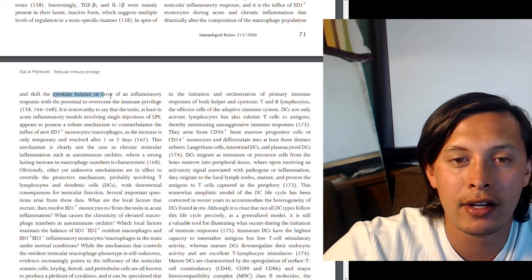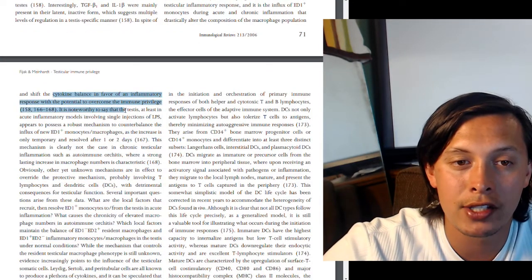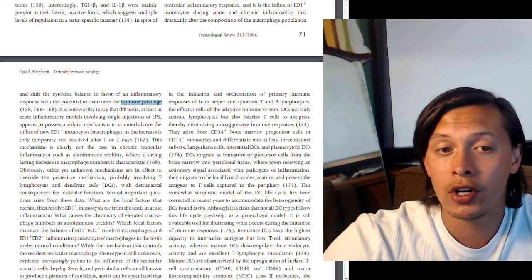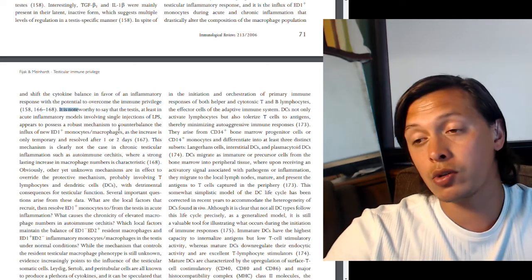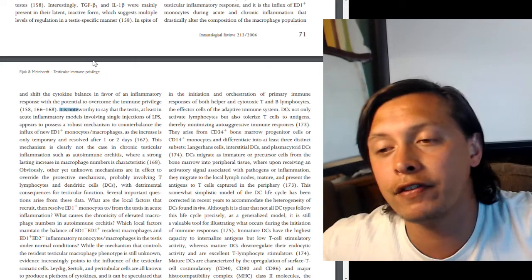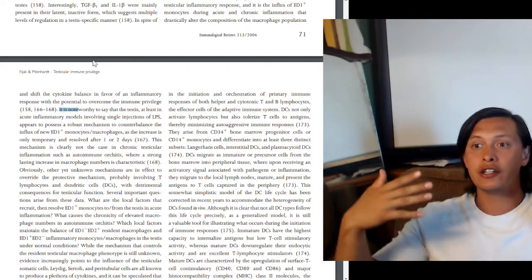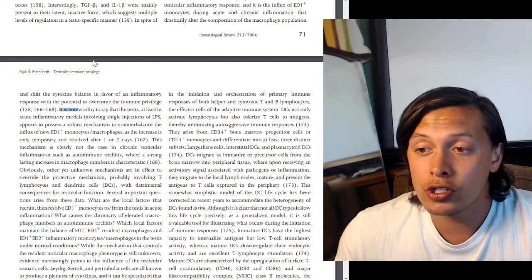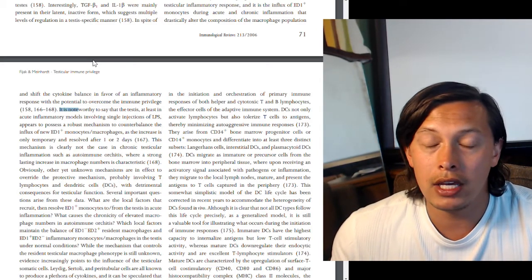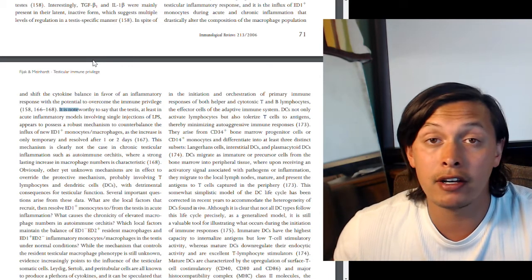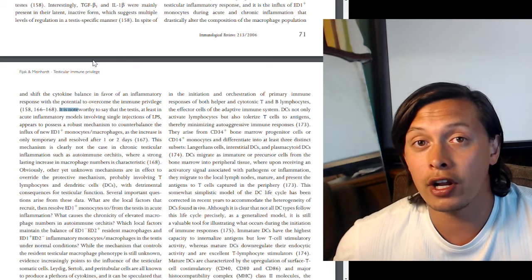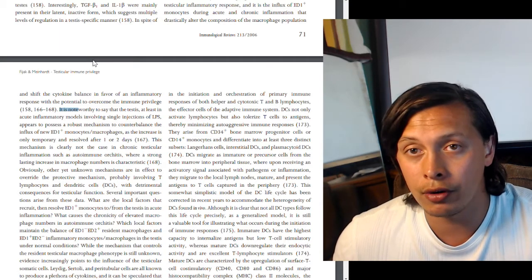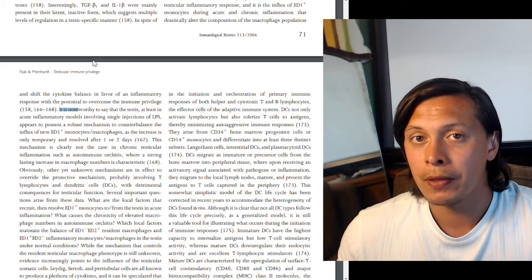So, and shift the cytokine balance in favor of an inflammatory response with the potential to overcome the immune privilege. This is something that is also worrying, because if you ever move into having a pro-inflammatory response, it's not just going to be attacking the bacteria. It is also therefore exposing your own sperm cells to your immune system, right?